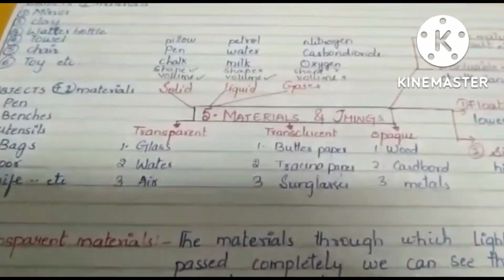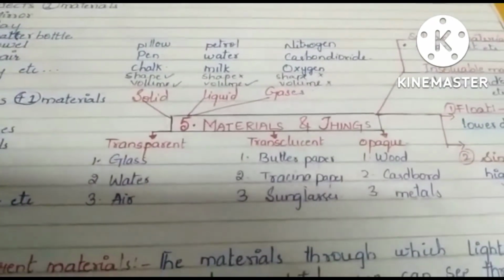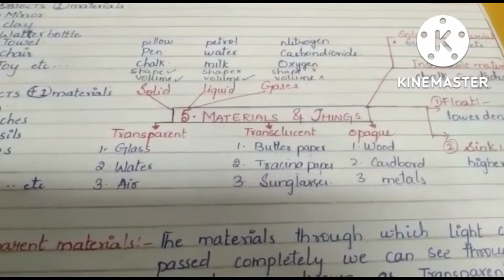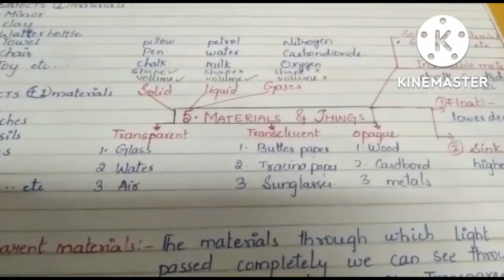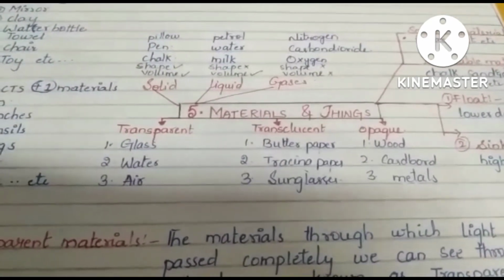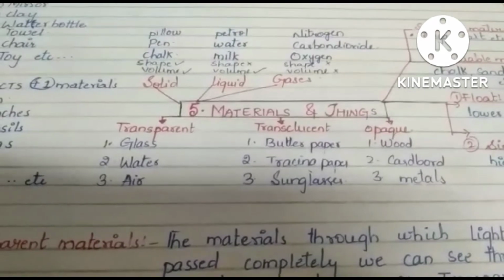Next we have translucent material, in which the light passes but not completely, only partially, and we cannot see clearly. We can see but we cannot see clearly, like butter paper, tracing paper and sunglasses, okay?